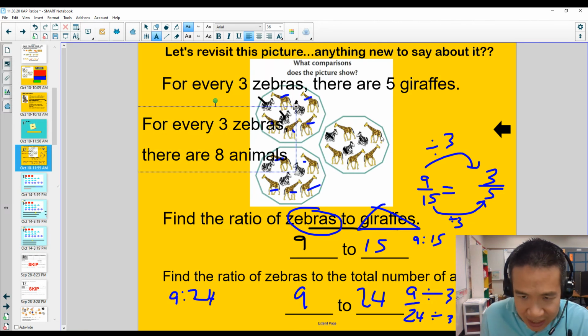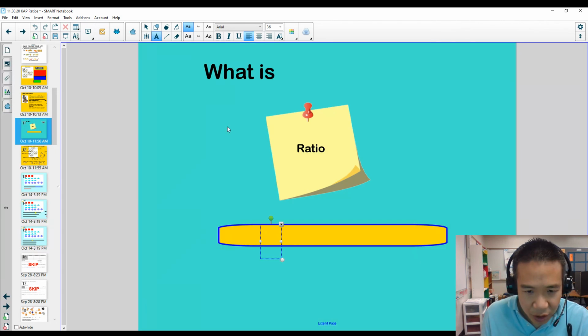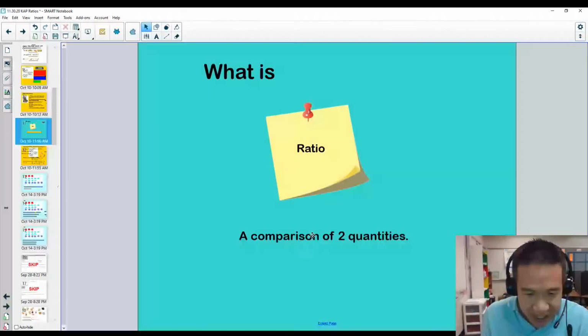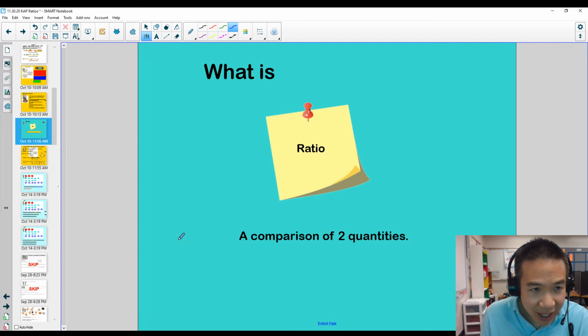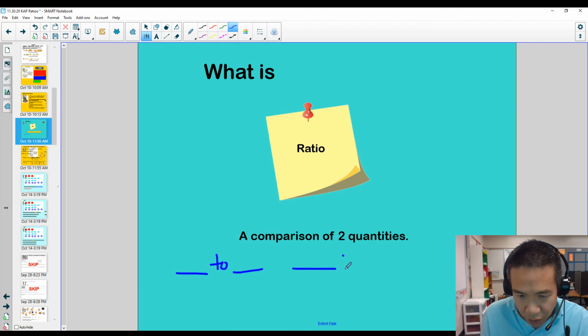Let's look inside this first one. There are 3 zebras, 8 animals. 3 zebras, 8 animals. So again, ratio is what? Comparing two different quantities. And yes, you can simplify. And yes, you can write it in 3 forms: with the word to, with a colon, and as a fraction. And then you can simplify it.